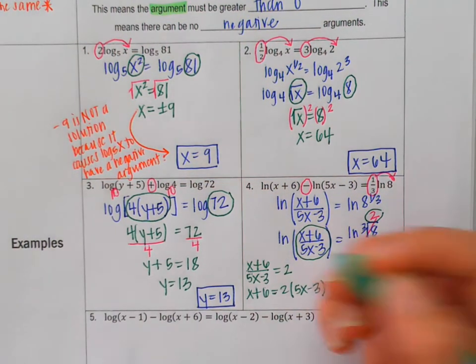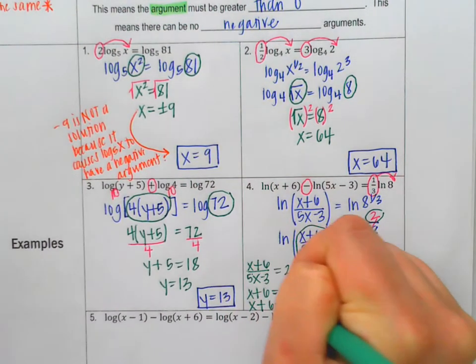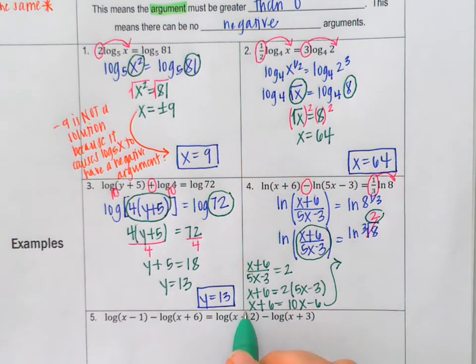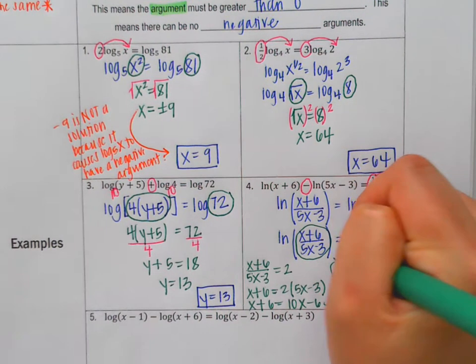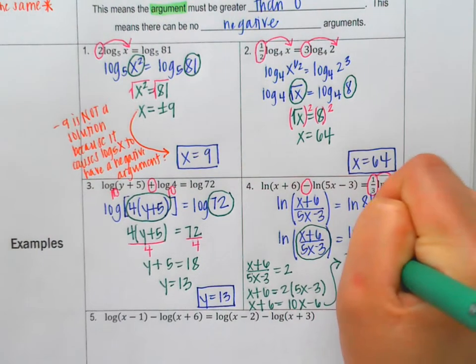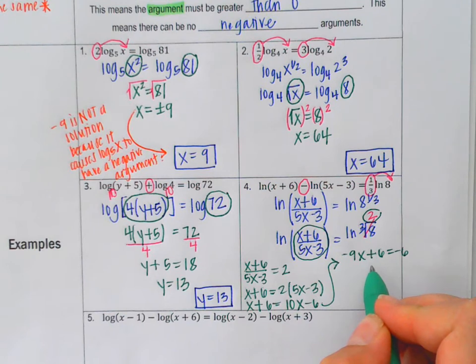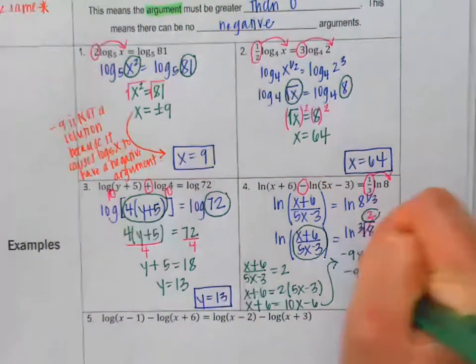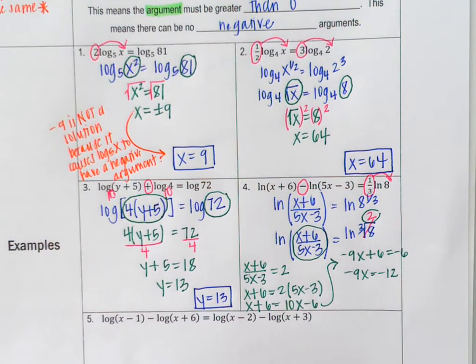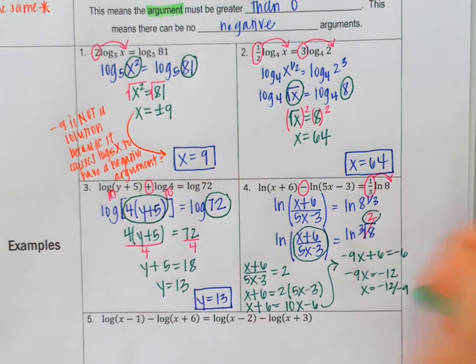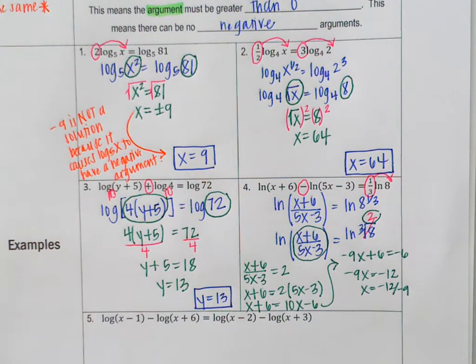So I would distribute the 2, 10x minus 6. I would move the 10x to the other side of the equation. So that would be negative 9x plus 6 equals negative 6. Move the 6 to this side. We're subtracting, so it gets me negative 9x equals negative 12. Divide both sides by negative 9, which then can simplify to be positive, and then it can also simplify even more to be positive 4/3.